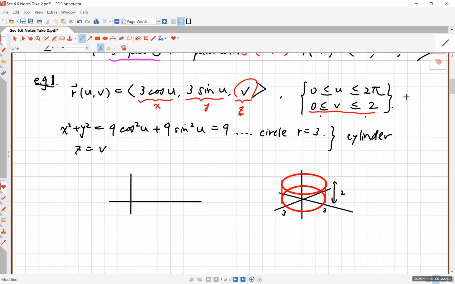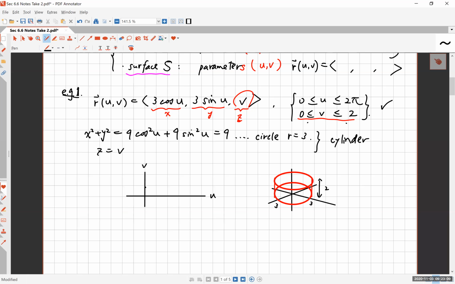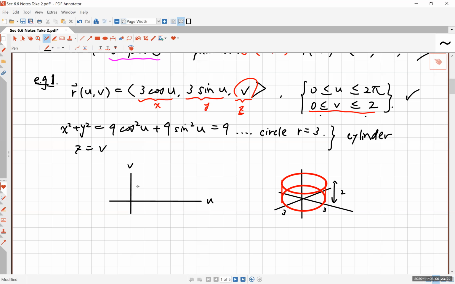Okay, I have to emphasize here, over here, u and v are given in terms of closed intervals, right? u goes from 0 to 2 pi. That's from like 0 to what, 6.28 or something. v goes from 0 to 2, right? So in a sense, basically what we have is a rectangular region like this, where u goes from 0 to 2 pi, v goes from 0 to 2, right? And this rectangle is now transformed into this vertical cylinder, okay?